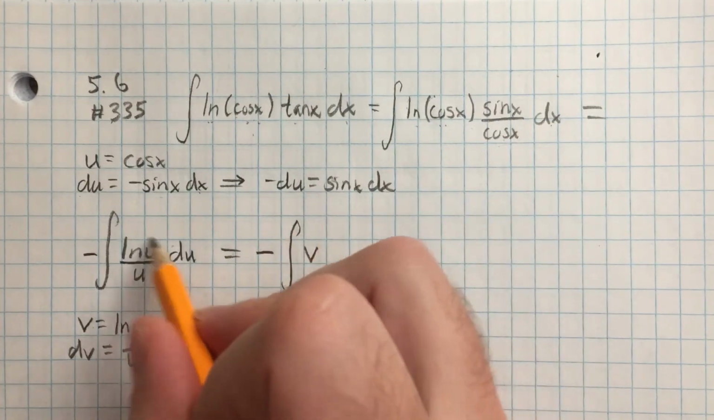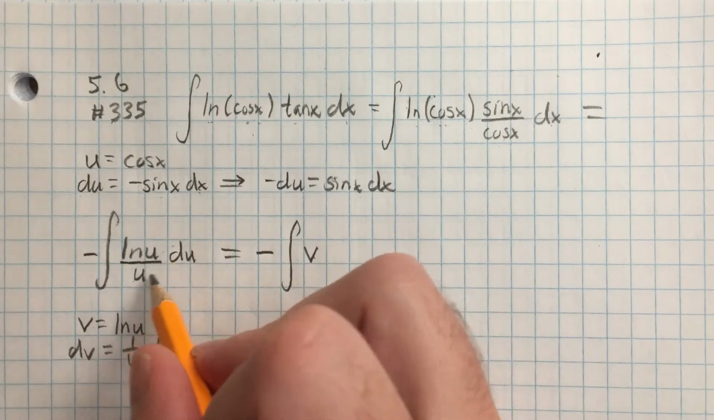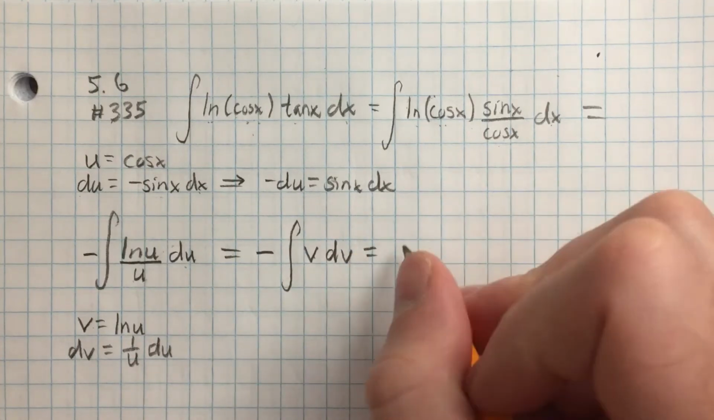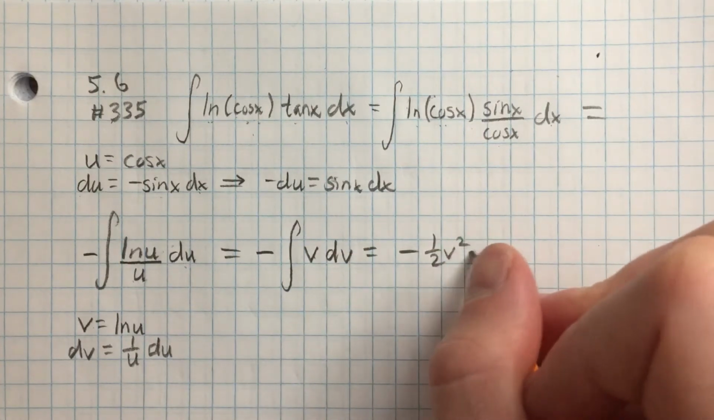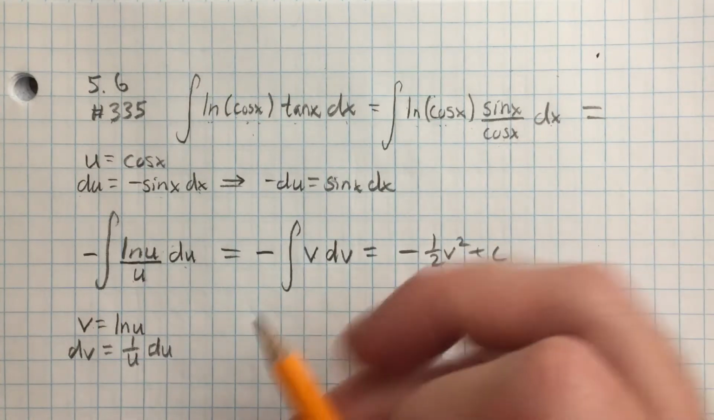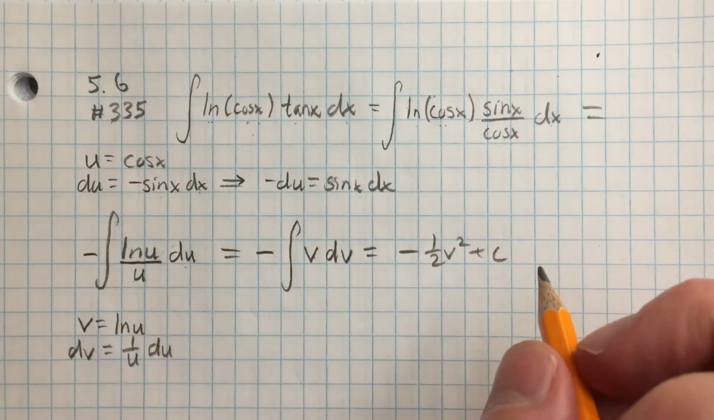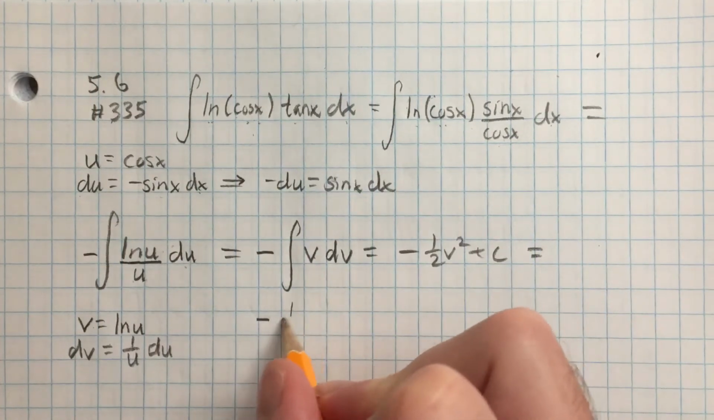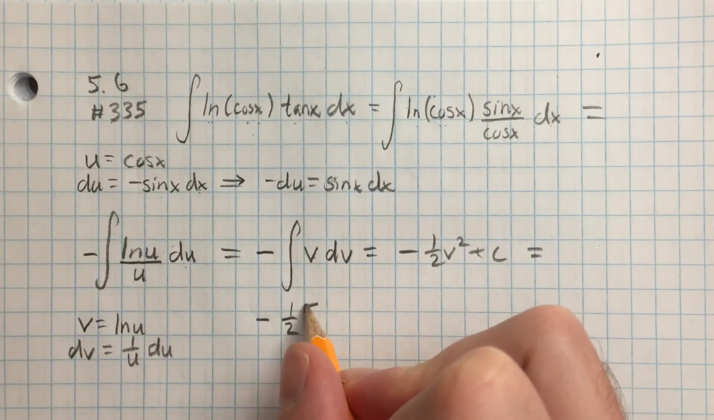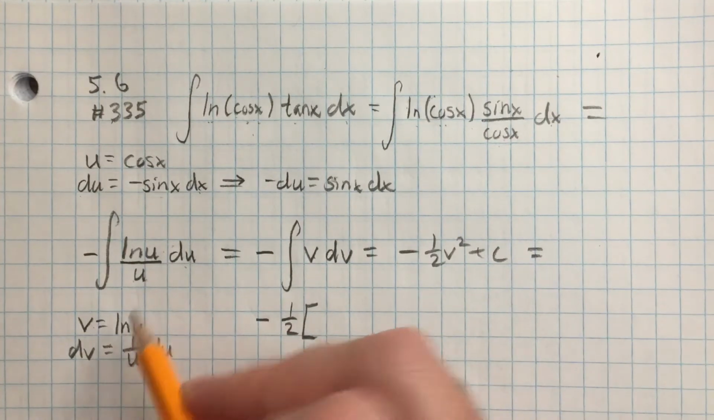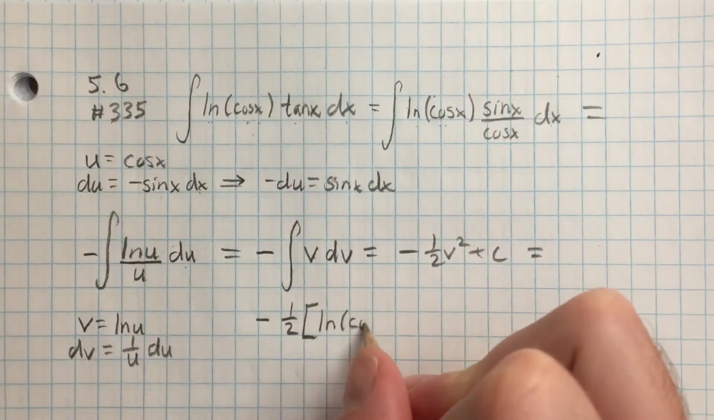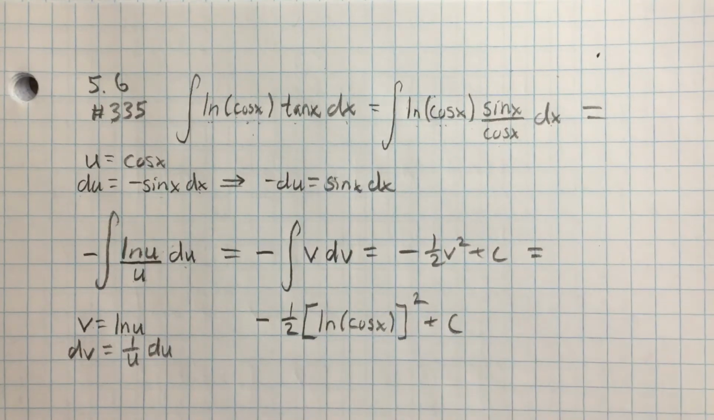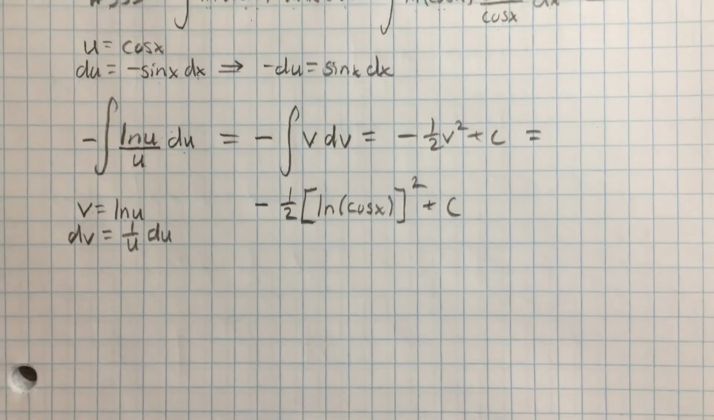So now we have negative v, right? Natural log of u is v. The leftover 1 on u du is dv. So now we get negative a half v squared plus c. But v was really natural log of u, and u is really cos x. So therefore, transforming it all back into x values, we should have negative 1/2 natural log of cos x quantity squared plus c. Okay, so I was thinking as we were doing that perhaps there's a better way.